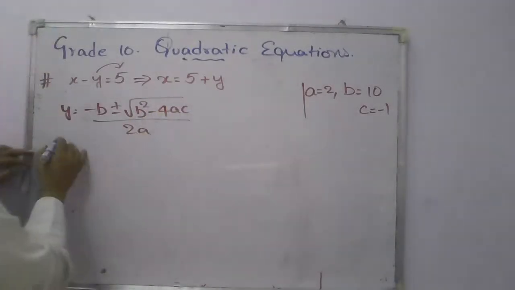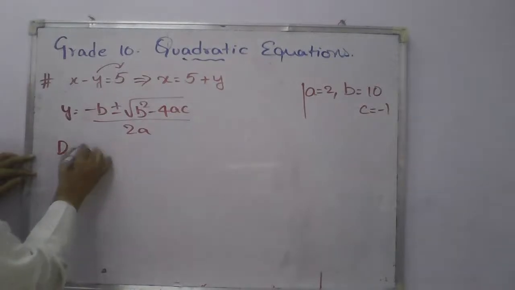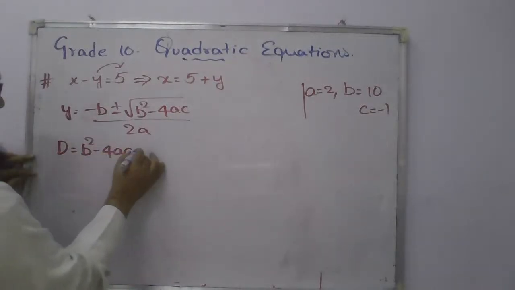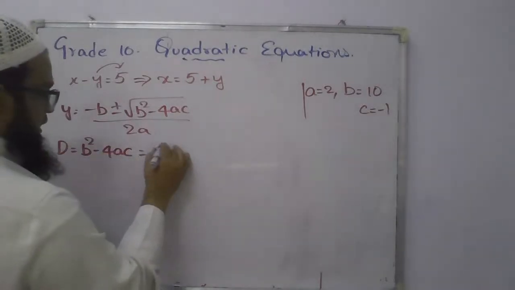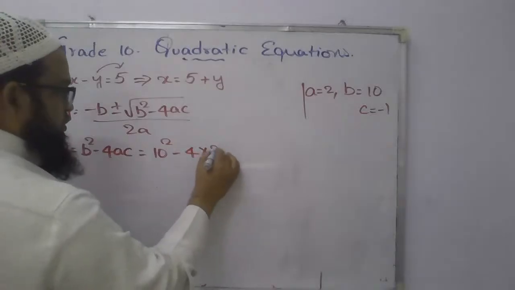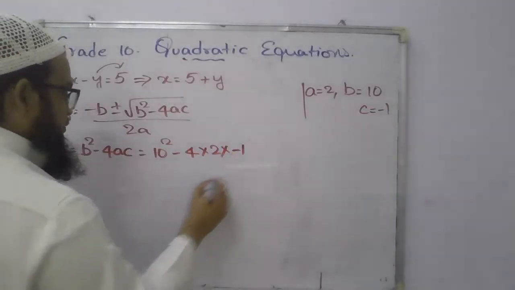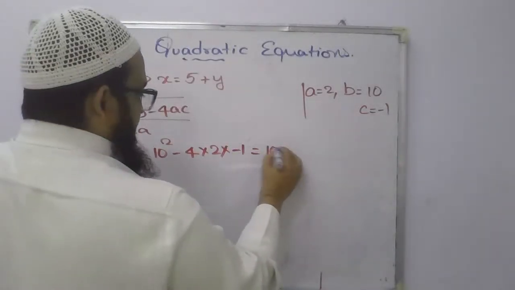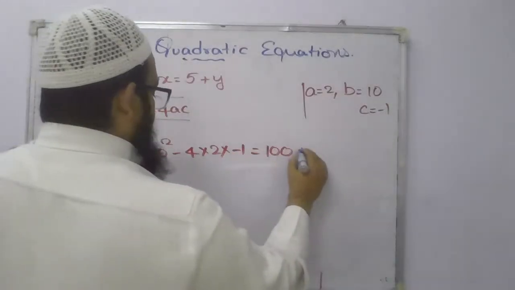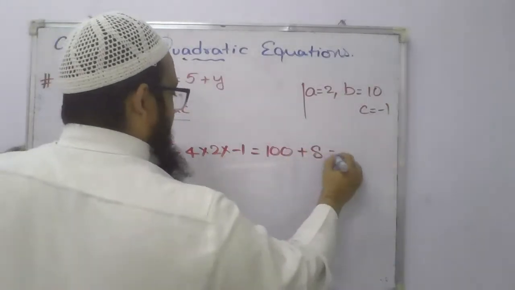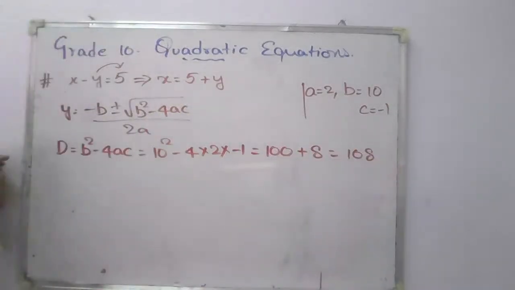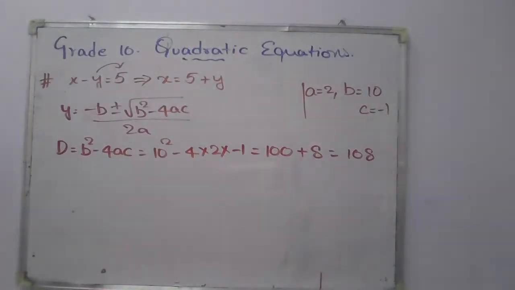So before that, find out the discriminant. b square minus 4ac, that is equal to, what is b square? 10 square minus 4 times 2 times minus 1. So that is equal to, what is 10 square? 100 minus of minus plus 4 twos are 8. So that is equal to 108. Is it right? This number also, it will not come like this.